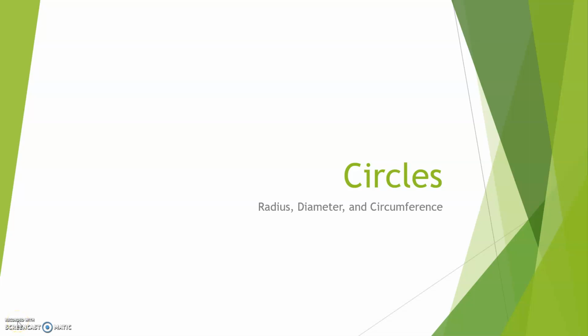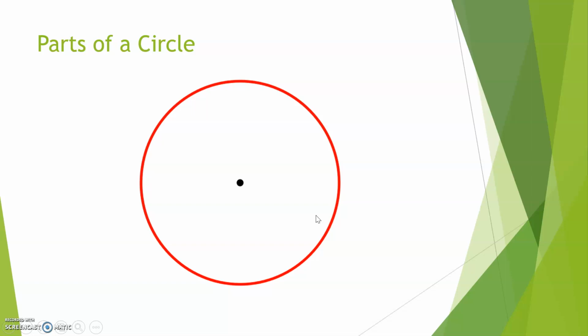Okay, y'all, so we're going to talk about circles today, specifically the ideas of radius, diameter, and circumference. We're also going to talk about the term origin, but that's used to get to radius and diameter. So, first thing, parts of a circle.